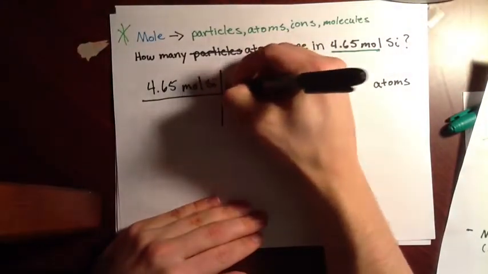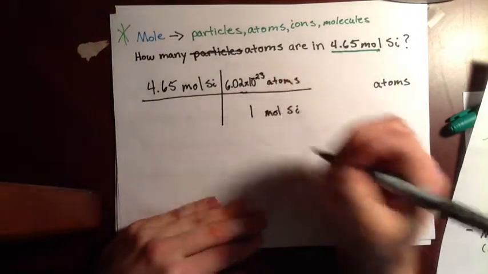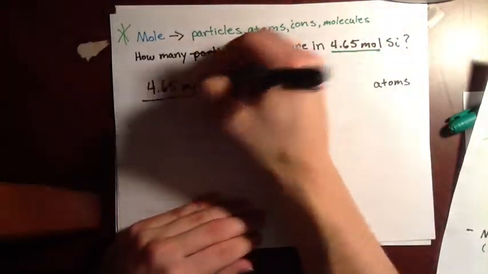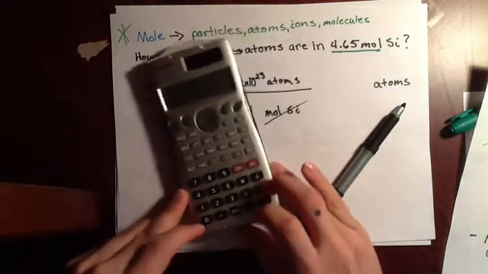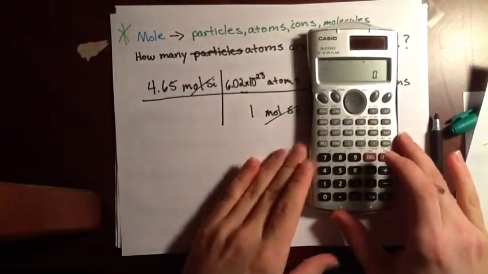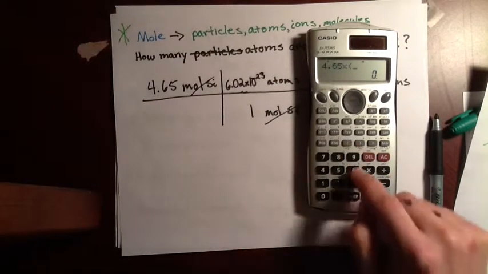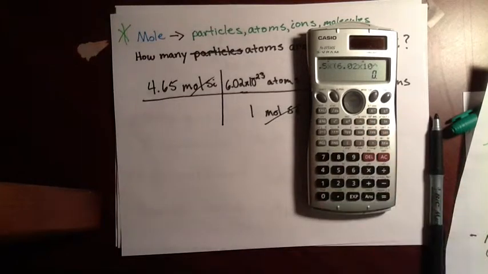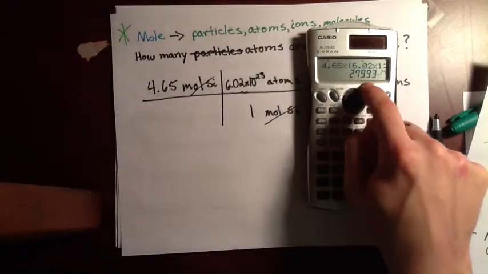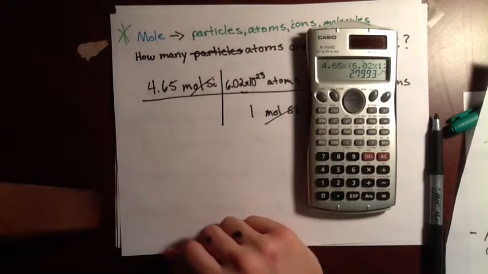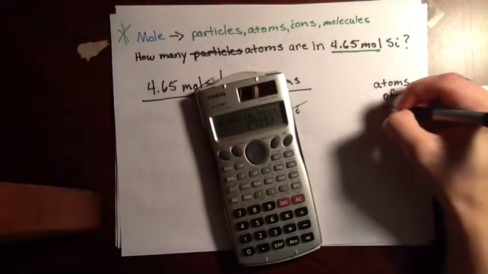So 6.02 times 10 to the 23rd goes up top, and the 1 goes with the mole. So we're going to cancel mole silicon out, and we go to our handy dandy calculator here. We'll do 4.65 times, and I'll have to use my parentheses, 6.02 times 10 to the 23rd, and that gives us 2.7993 times 10 to the 24th atoms of silicon. Let's write that in there.